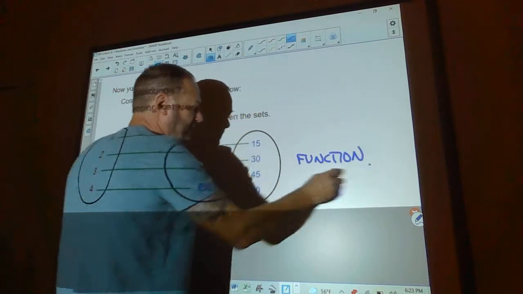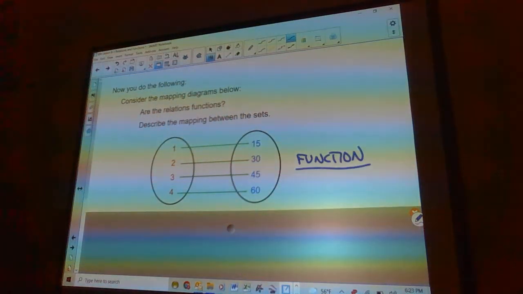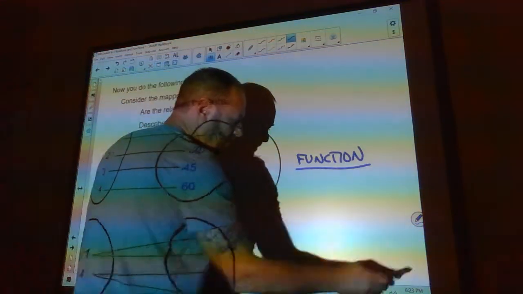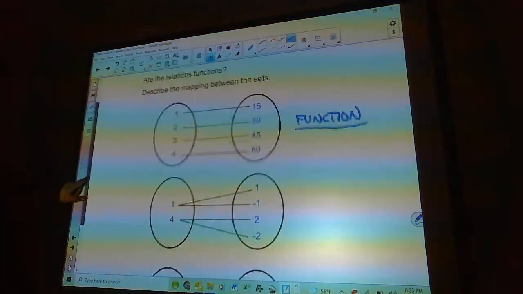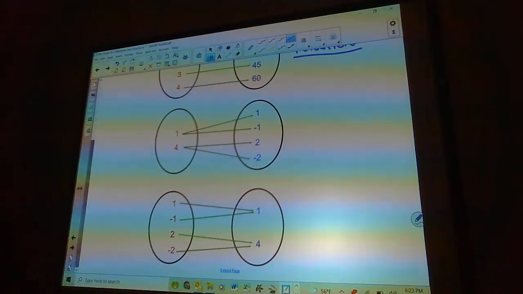Okay, I was going to have you do these on your own, but I forgot to have you pause it. So look at this one. Okay, there's a couple more here. So I'll have you do these two. Go ahead and pause the video and tell me, are these things functions or are they not functions?